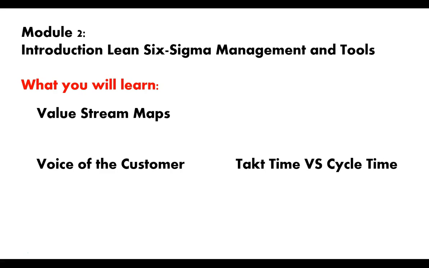We'll understand the difference between takt time and cycle time, and why both of those are important. You'll understand the Lean Six Sigma team, the people that will actually be working on the particular project, as well as the importance of getting buy-in. Getting buy-in to the project, getting buy-in to the changes, getting buy-in to the new culture.